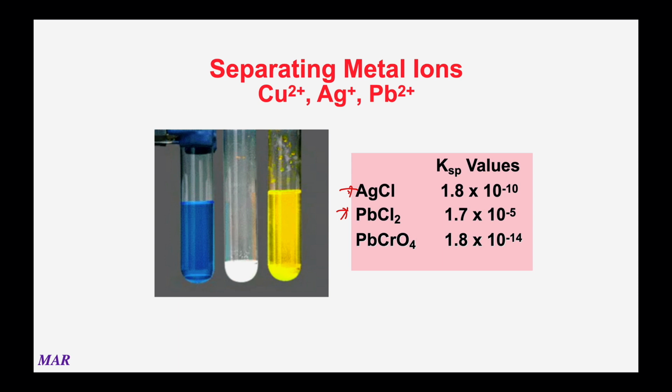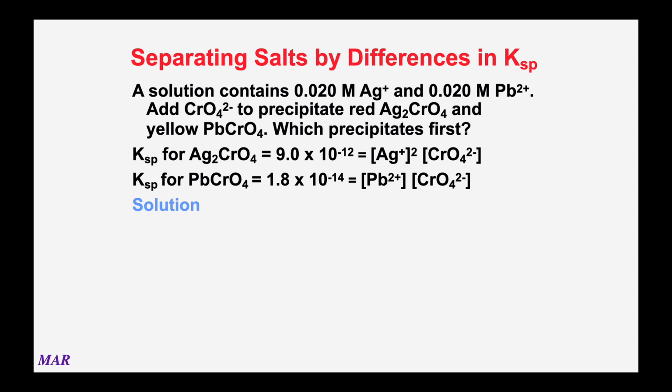Now, the difference in temperature solubility is something we'll talk about more in the next chapter. But for right now, just realize that some compounds, it's easier to dissolve them at warmer temperatures than other ones, and that's something we'll see later. So this is a kind of question you might see, all right? We have a solution, and it has 0.020 molar silver ions and 0.020 molar lead 2 plus ions.